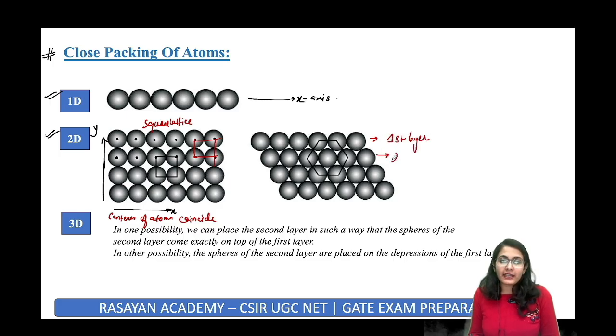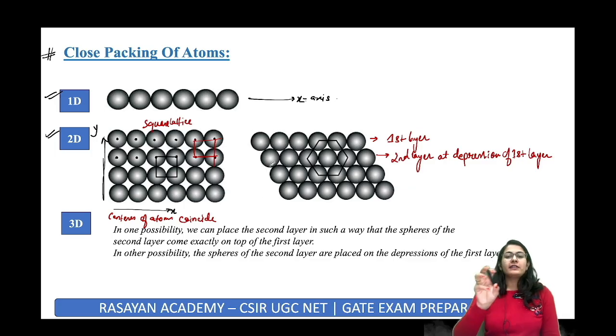And this second layer, atoms are placed at the depression of the first layer. Depression means where there is a space. Here, where there was this space. So I'm placing it like this. Now the third on the depression of the second, the fourth on the depression of the third, like this.